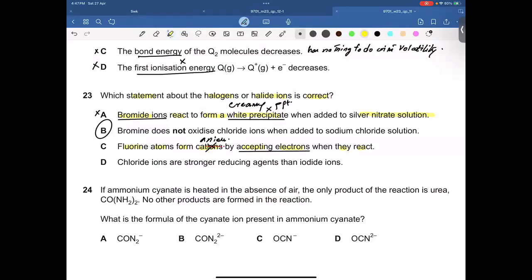Chloride ions are a stronger reducing agent than iodide ions. Wrong. Chloride ions are a weaker reducing agent than iodide ions, okay? Because iodide is a stronger reducing agent and chloride is a weaker reducing agent. Down the group, the reducing power of halide ions increases, which I've told you in the class.